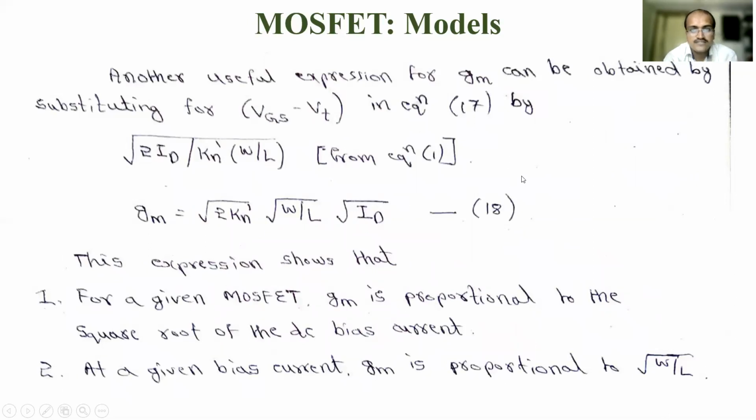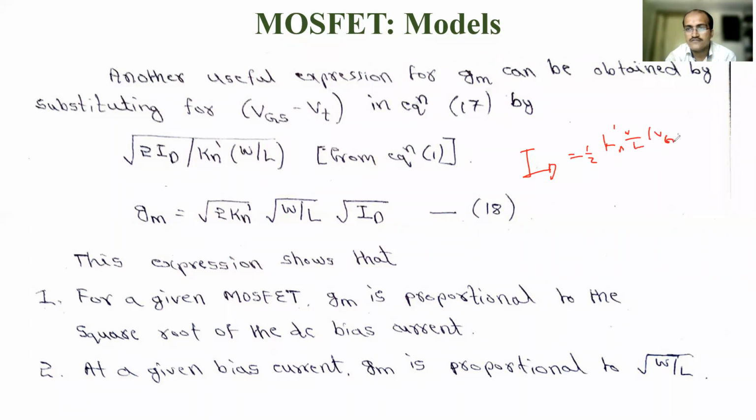From equation 1, what is equation 1? I need your notes along with this to understand. Writing is also difficult here. The first equation was ID equal to 1 by 2 Kn dash W by L into (VGS minus VT) whole square, the overdrive voltage squared. Understand? Writing is very difficult. VGS minus VT, it was equation number 1.